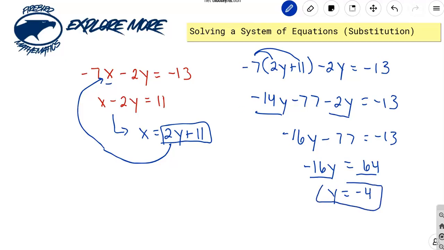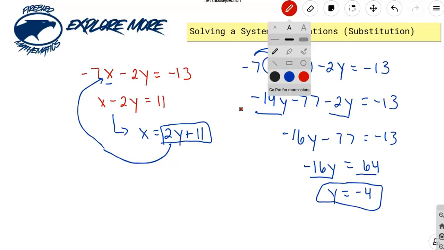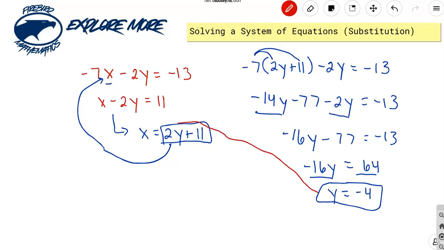Okay? So we did it. We solved for y. We know that y is equal to negative 4. That's going to be the y value in the solution to the system. Okay? So now what? Now we need to figure out what the x value is. So to do that, we're going to take this y value and plug it all the way back into this original equation. So that would be x minus 2 times negative 4 equals 11. Negative 2 times negative 4 is positive 8, so x plus 8 equals 11. Subtract 8 from both sides, and we get x equals 3.